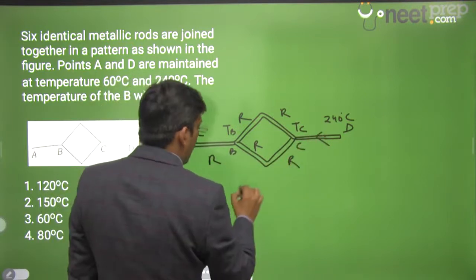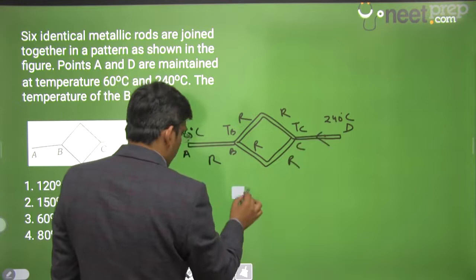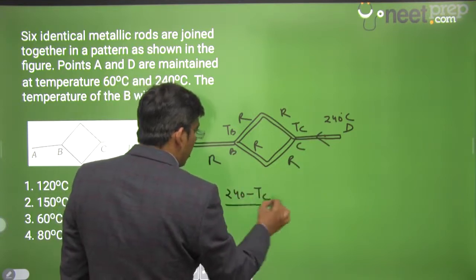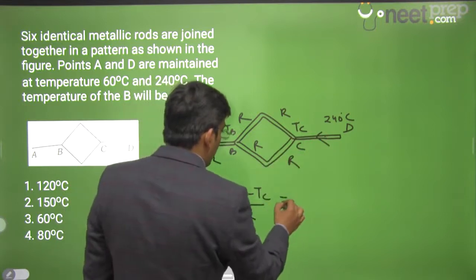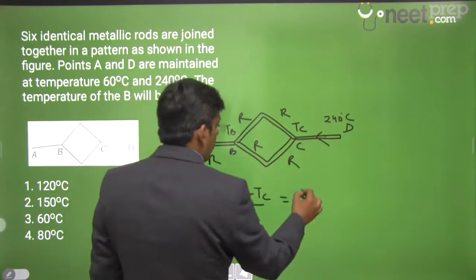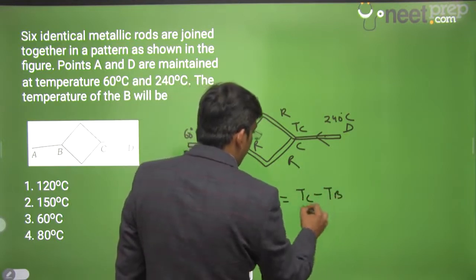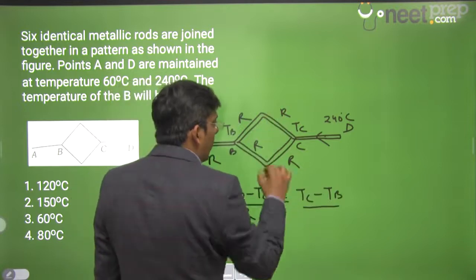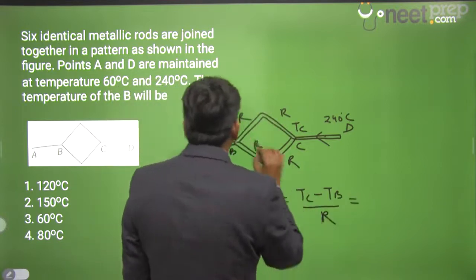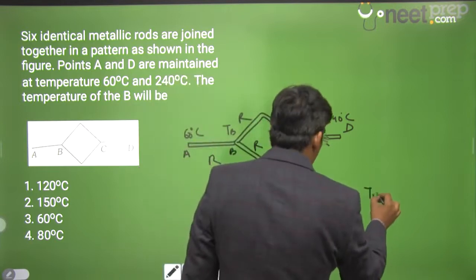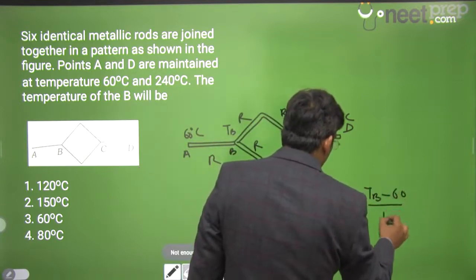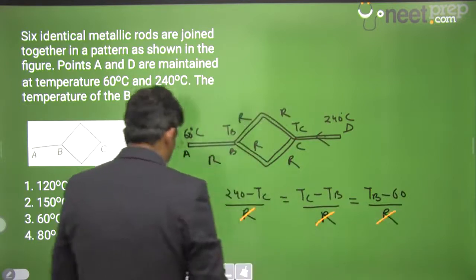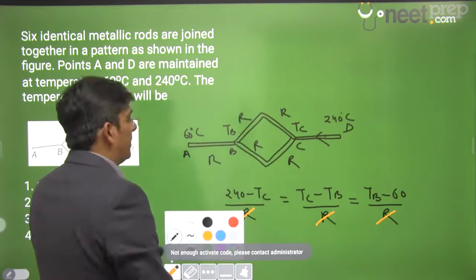is 240 minus the temperature of point C divided by resistance, which is equal to the temperature of C minus the temperature of B divided by resistance. R and R in series become 2R, and 2R and 2R in parallel become R again. This is the temperature of B minus 60 divided by R. R gets cancelled. Let us equate these two values.